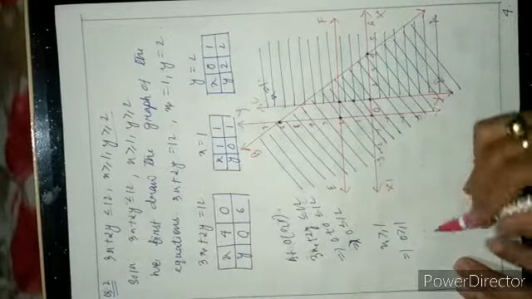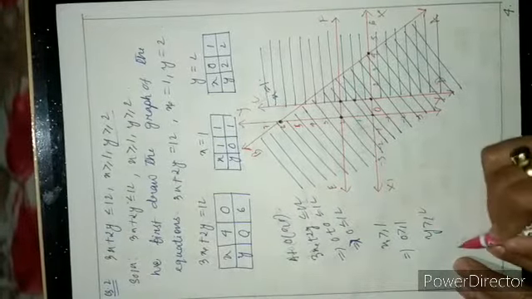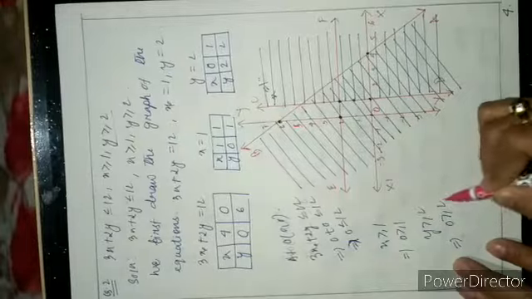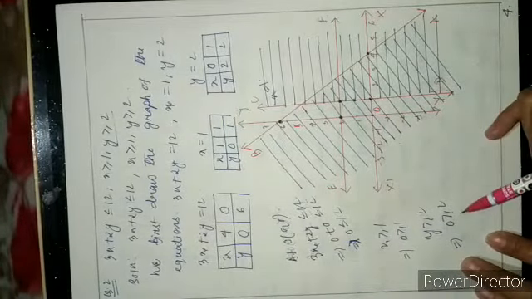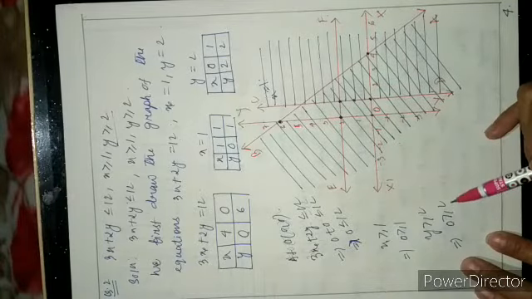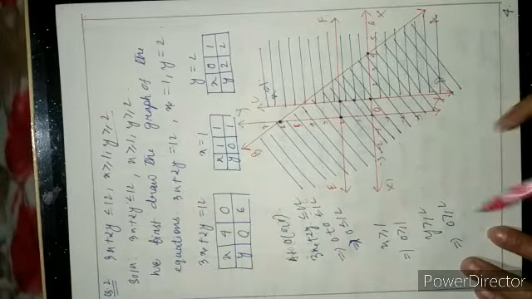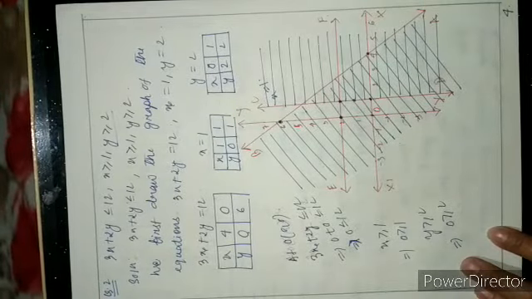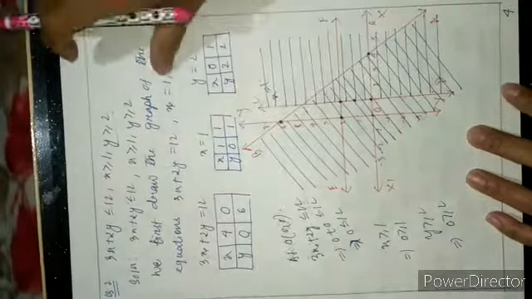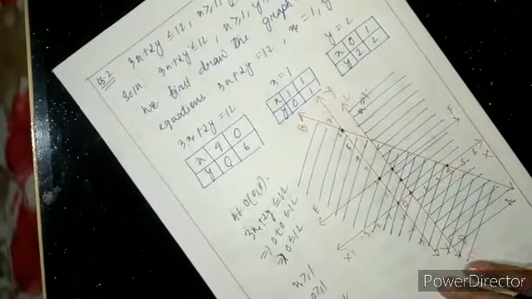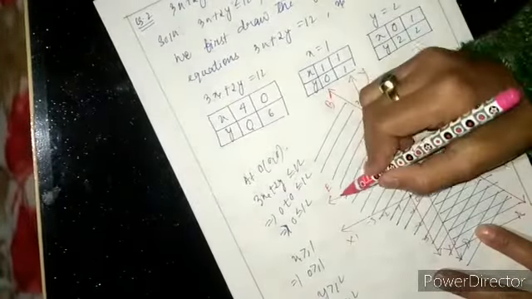For y greater than or equal to 2, the origin's coordinates give 0 less than or equal to 2, which does not hold. Therefore the plane containing the origin is not the correct half plane. So the correct one is the upper side, the plane above the line EF.